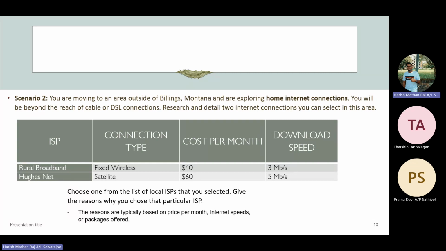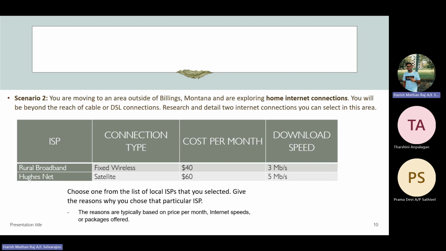For rural broadband, the connection type will be fixed wireless. Cost will be $40 and the download speed will be 3 MB per second. For HughesNet, the connection type will be satellite, so it will be more expensive. It will be $60 and the download speed will be 5 MB per second.